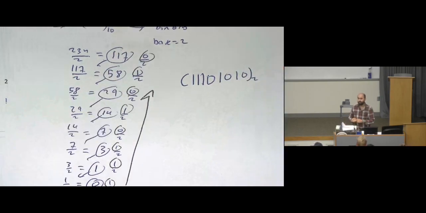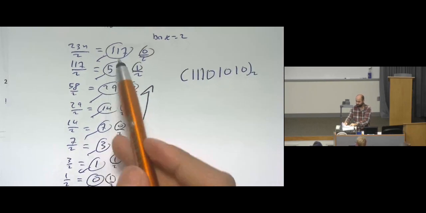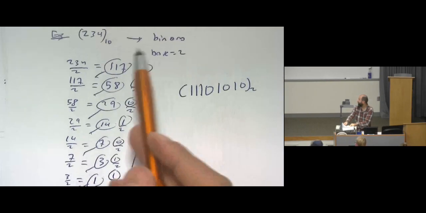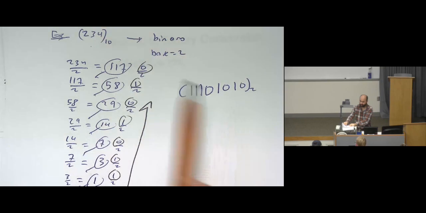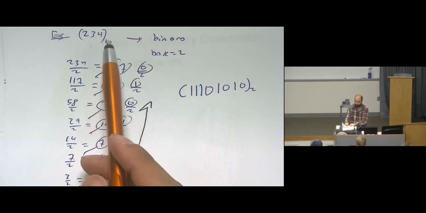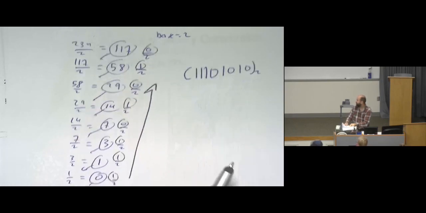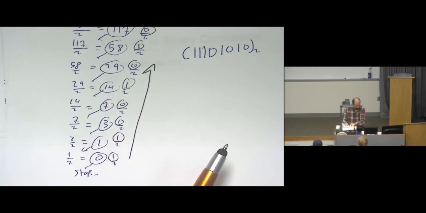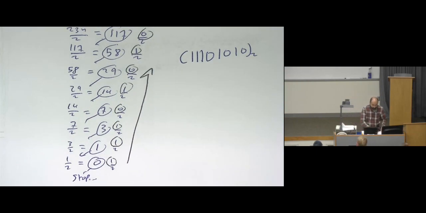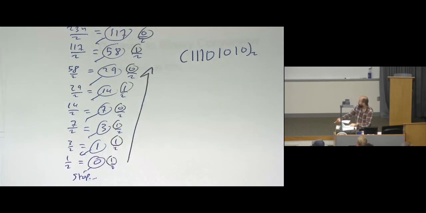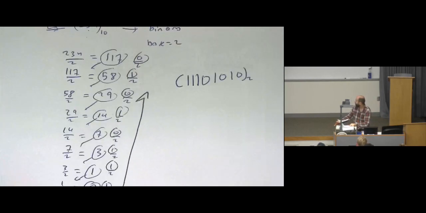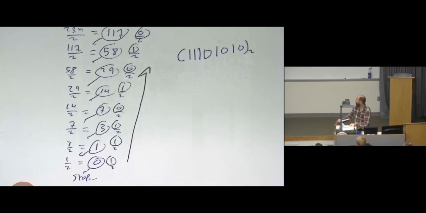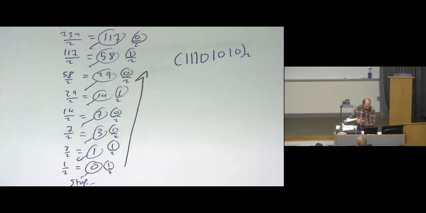That's it. So make sure you just apply the procedure. Then we will say this number in decimal equals this number in binary. Clear? Any questions? Now, let's take some more examples to make sure that we understand it very well.